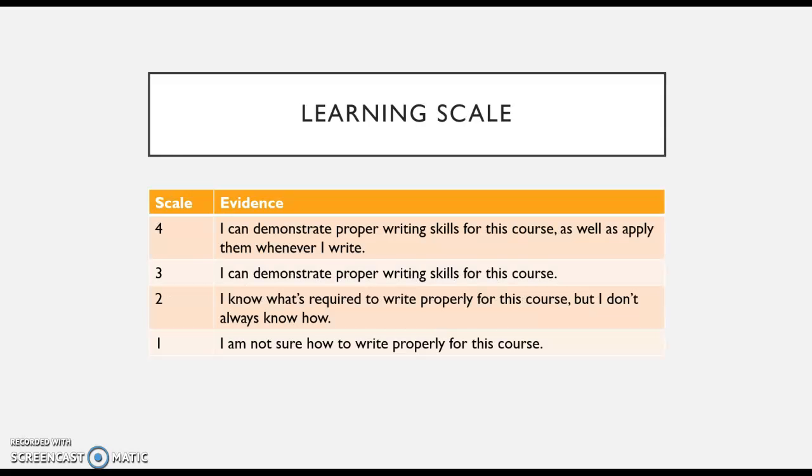So take a second to look at our learning scale and gauge how comfortable you are with this concept already. If you're a level 1, you're not sure how to write properly for this course. If you're a level 2, you know what's required to write properly, but you don't always know how to do it correctly. If you're a level 3, which is where we would at least like you to be at the end of this lesson, you can demonstrate proper writing skills for this course. And if you're a level 4, you can demonstrate proper writing skills not only for this course, but anywhere else that you write as well.